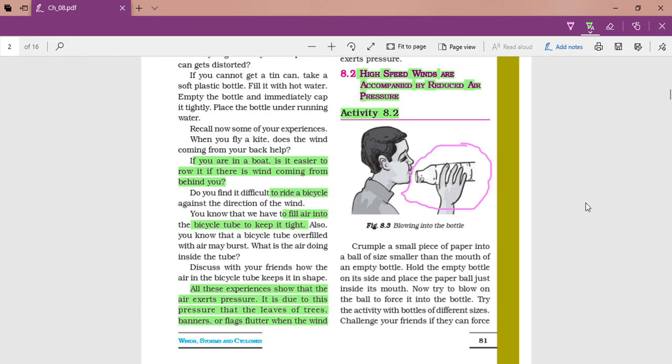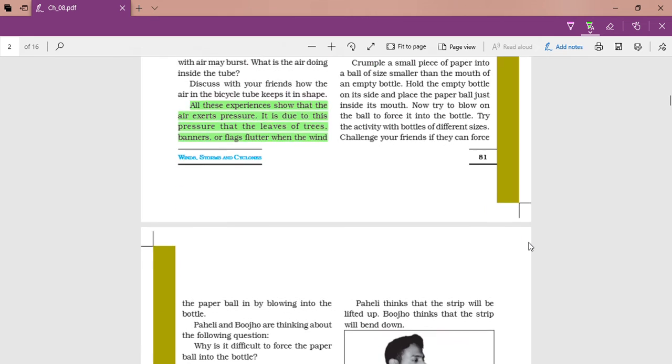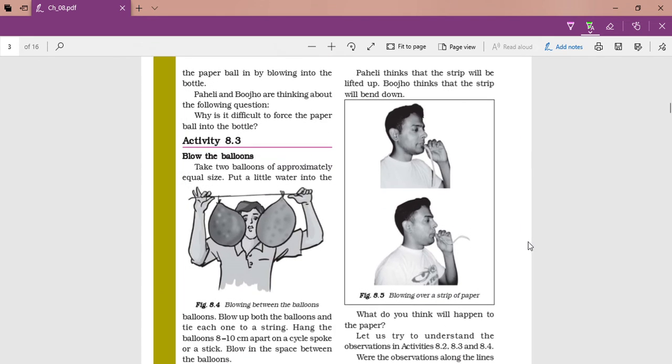When we blow into the mouth of the bottle, the air near the mouth has higher speed. This decreases the pressure there, and the air pressure inside the bottle is higher than near the mouth. The air inside the bottle pushes the ball out. Now, another activity is also given regarding this, activity 8.3.